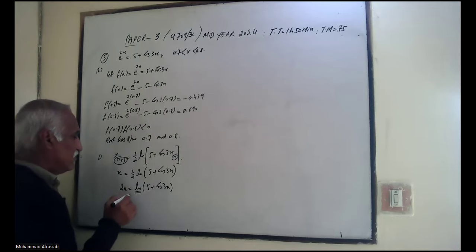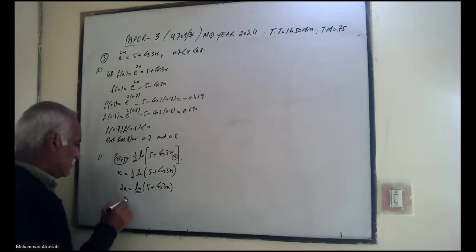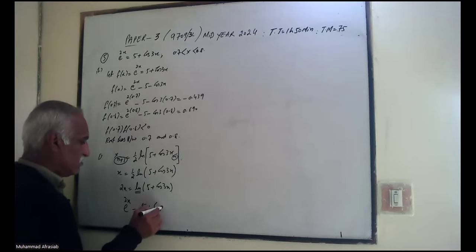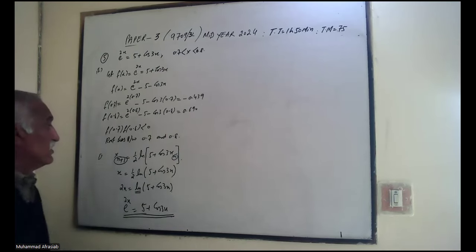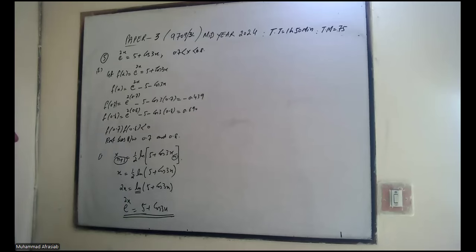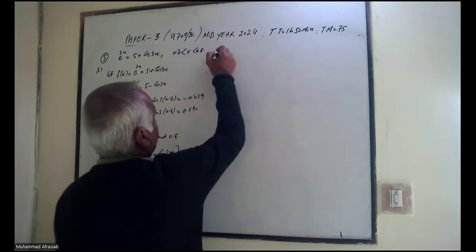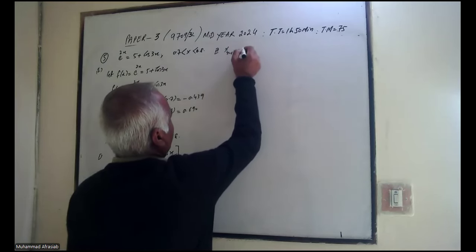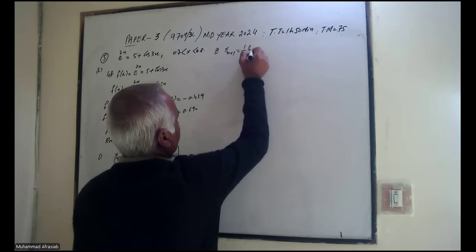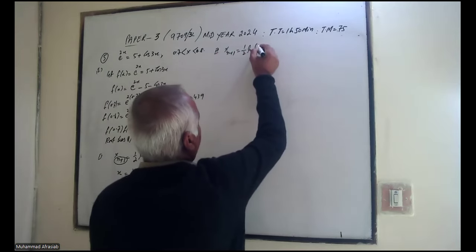Then this ln will be removed. So e power 2x is equal to 5 plus cos of 3x. So this is the iterative formula which I have shown in the beginning, that this is going to converge to this point there. And then the third part, use this iterative formula to find the root to 3 decimal places.